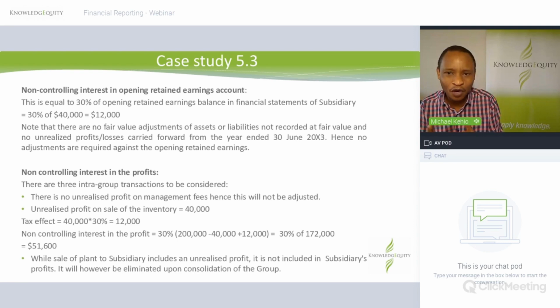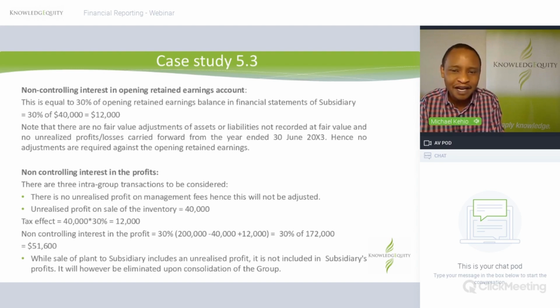Now, I want to ask you a question. Why is it that we did not consider the unrealized profit in the plant that was sold by the parent company to the subsidiary? I want you to almost pause this video and just ask yourself, why is it that we did not incorporate that unrealized profit in this calculation?